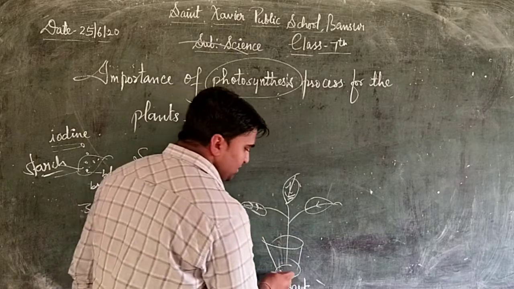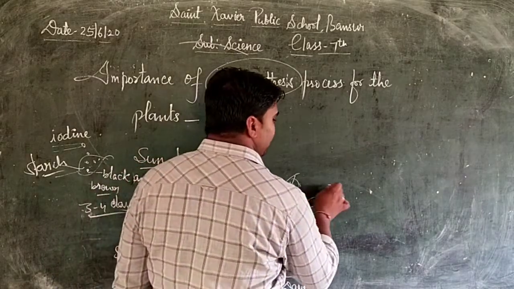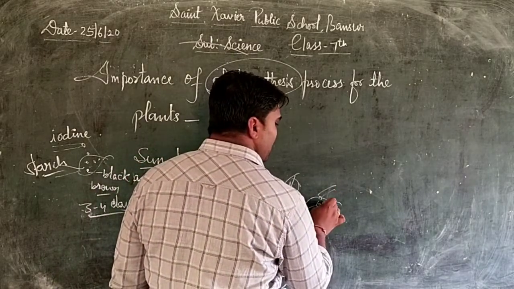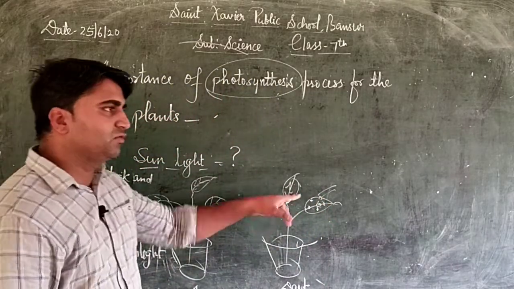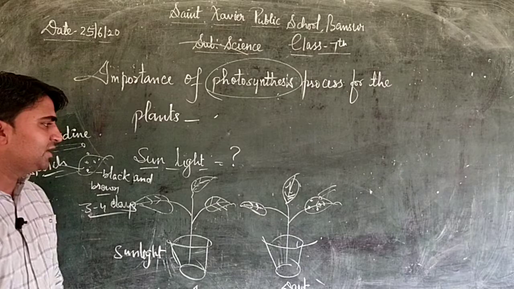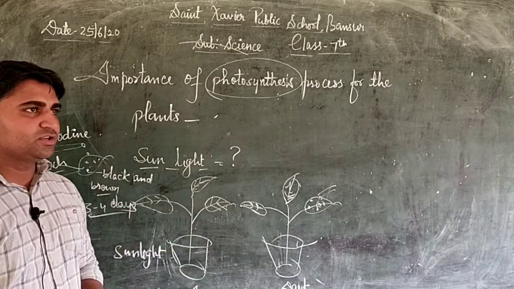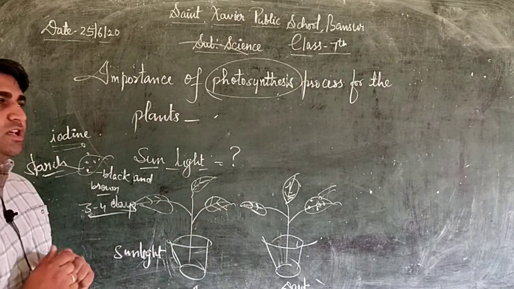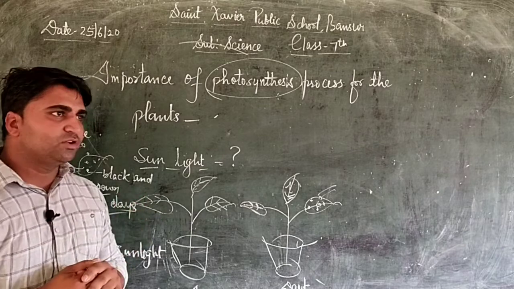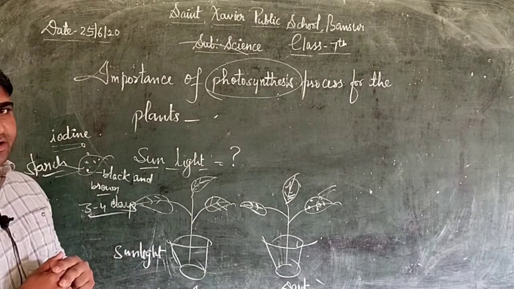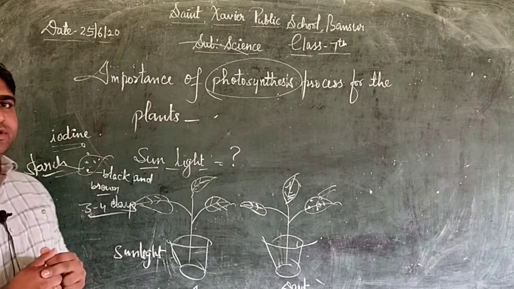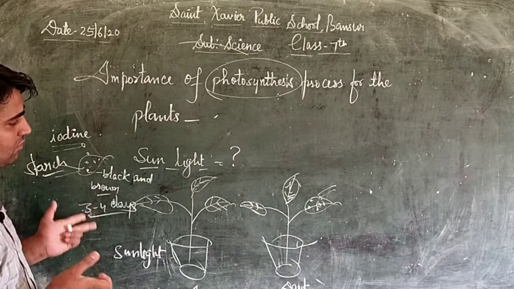But when we see this plant, after pouring the drop of iodine, there will not be any type of change in the color of the leaf. It means starch is not present there. So it means in the sunlight, plant can prepare their food. But if sun is not present there, then plant cannot prepare their food. So I hope that you have understood this.